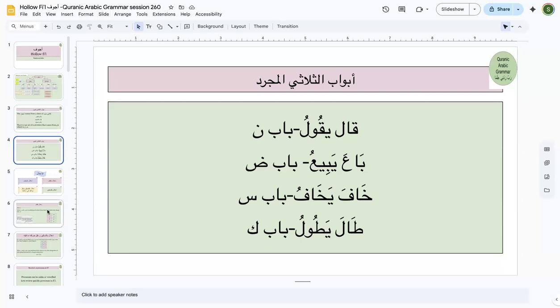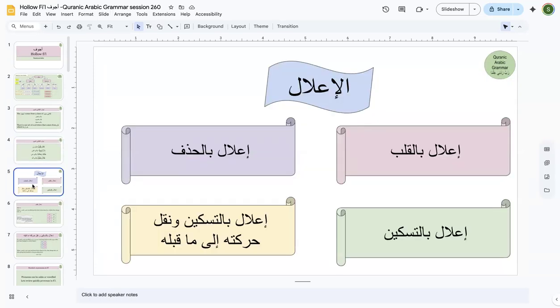Easy? You know which bab you are going to see. So let's just now review something. Do you all remember I'lal bil qalb, I'lal bil hazf, I'lal bil taskeen, and taskeen wa naql harkatuhu ila ma qablahu? Taskeen and naql.